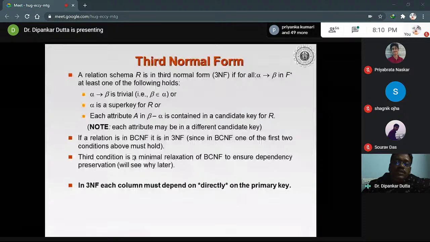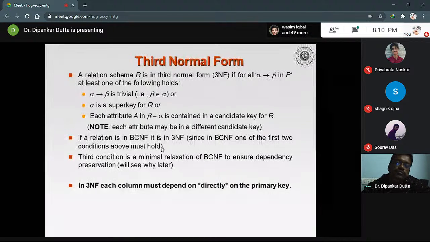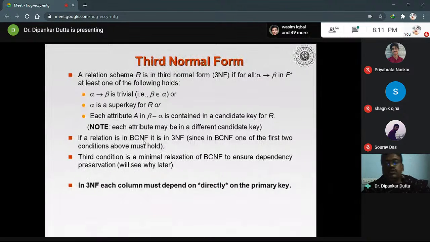The third condition is the minimum relaxation of BCNF to ensure dependency preservation. Okay, we will see why later. This third condition is not in BCNF. Only these two conditions are there. BCNF means Boyce-Codd normal form.